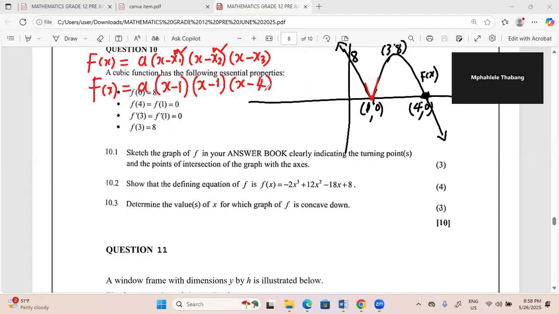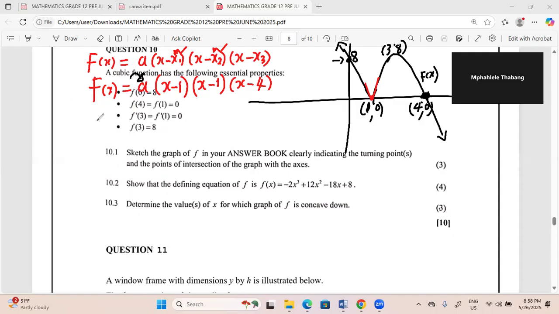So now I'm going to figure out this a by using any point on the graph. Which point do I have on the graph? I have a point 3 and 8. It's also a point on the graph, which is also the turning point. And I also have 0 and 8, the point of the y-intercept. So the coordinates of the y-intercept are 0 and 8. So let me use 0 and 8.